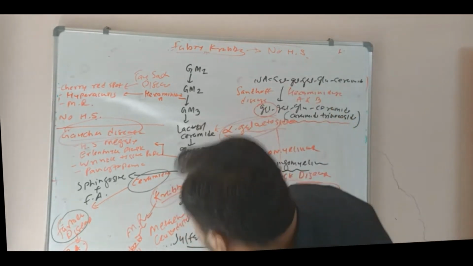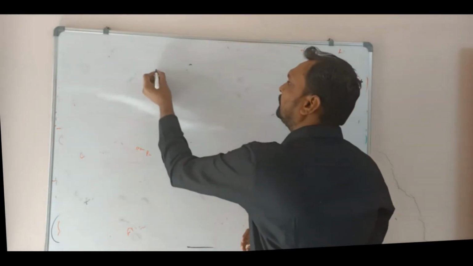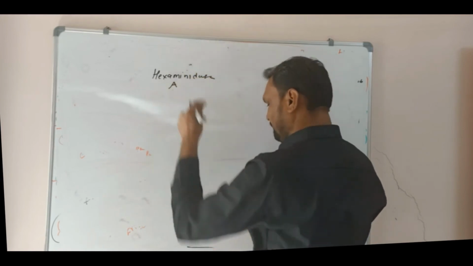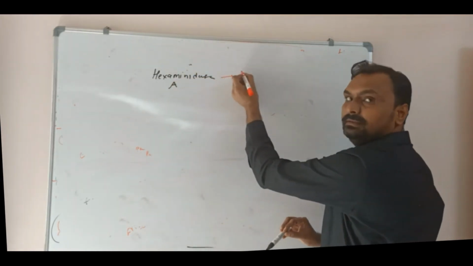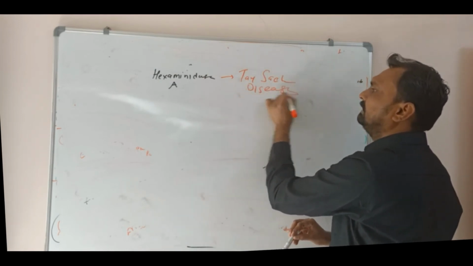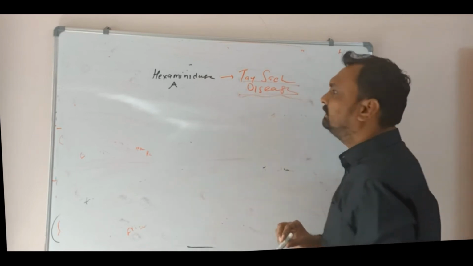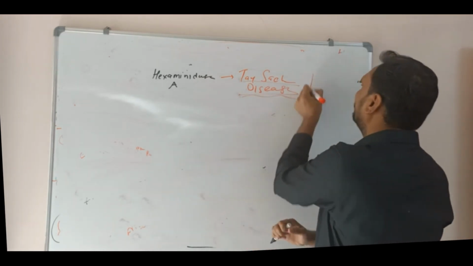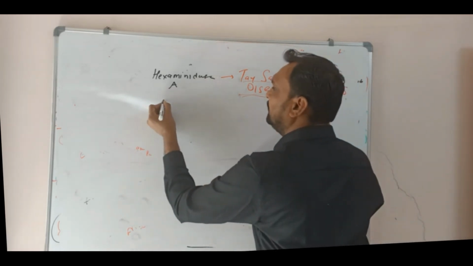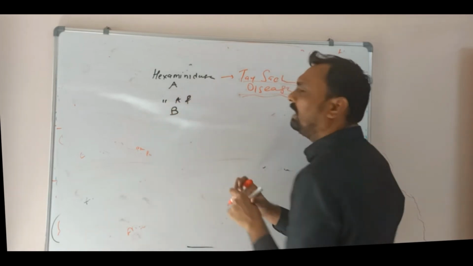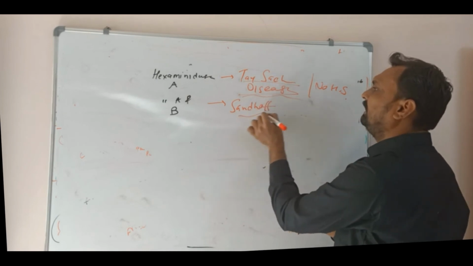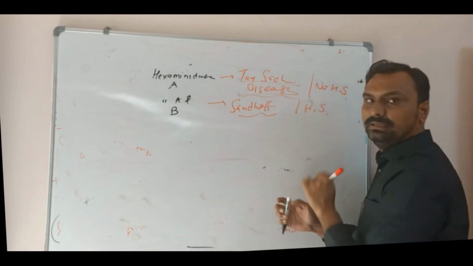So I am revising again. So if hexosaminidase A enzyme is deficient, it will lead to which disease? Tay-Sachs disease. Okay, where there is a cherry red spot and mental retardation and hyperacusis is seen, and no hepatosplenomegaly. Okay, if hexosaminidase A and B both enzymes are deficient, then it will lead to Sandhoff disease. Features are the same as Tay-Sachs disease, but there will be hepatosplenomegaly.